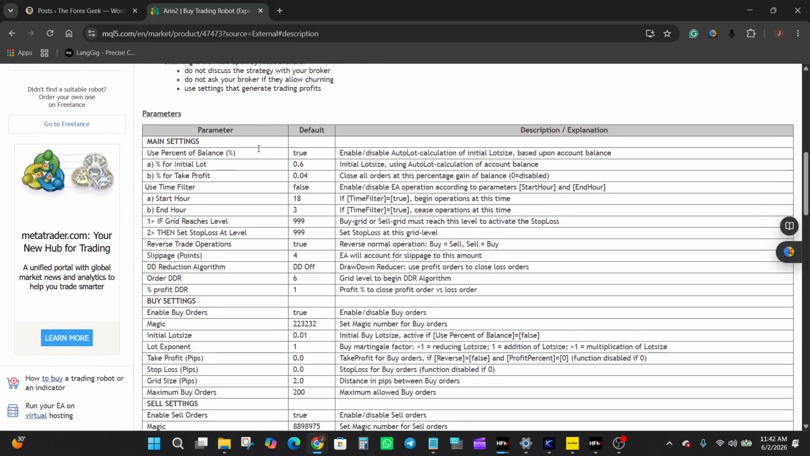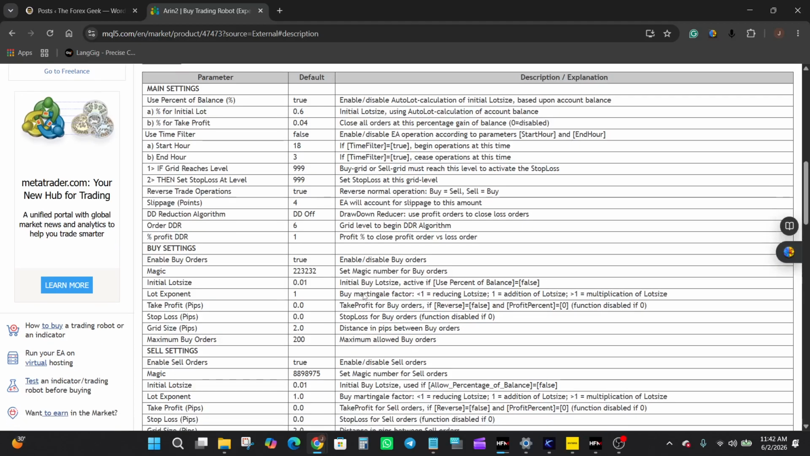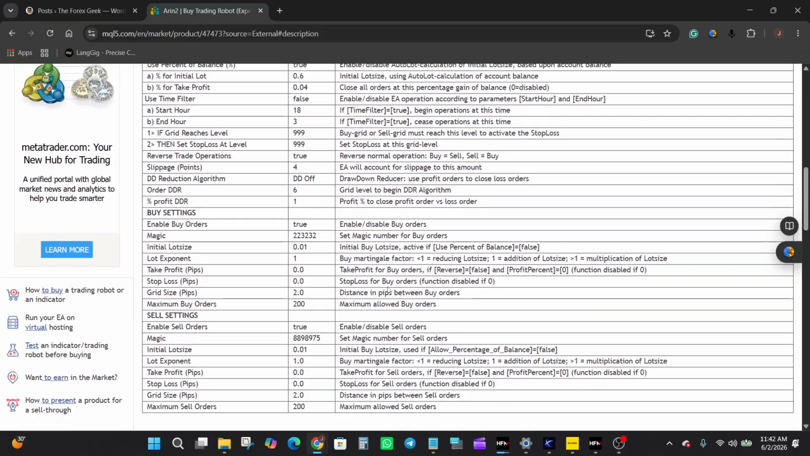Now, moving into the parameters and settings, there is a strong focus on automated lot sizing based on account balance, which allows position sizes to scale automatically depending on equity. There is also an option for time filtering, which lets the EA operate only during specific trading hours if needed. We also see grid related settings such as grid size, maximum number of orders, and lot exponent controls, which influence how aggressively positions are scaled within a sequence.